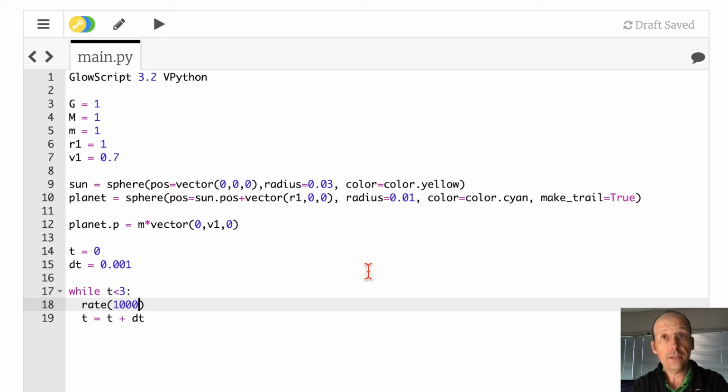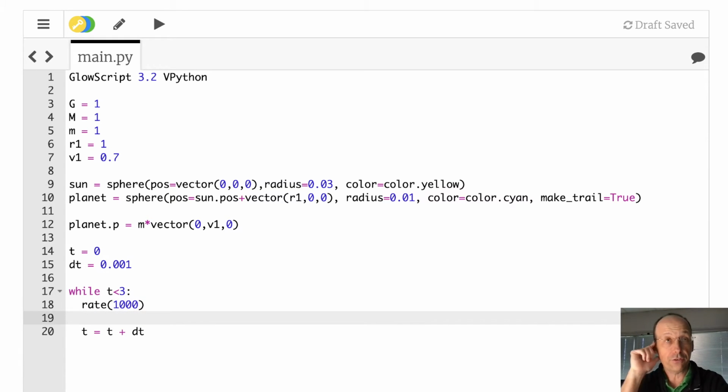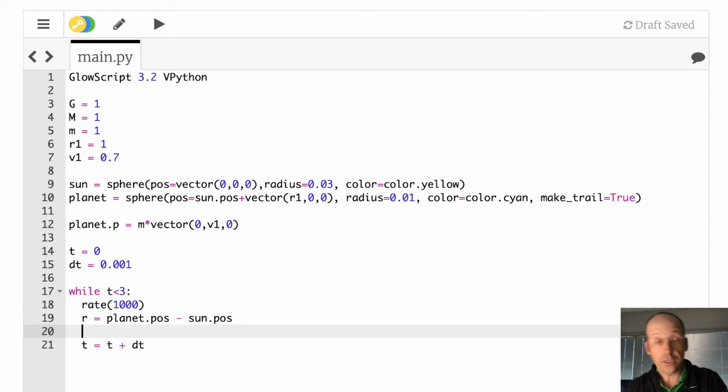Okay, so now the first thing I need to do is to calculate the vector r, right? So r is the vector from the sun to the planet. So I'm going to say r is planet.pos minus sun.pos. So if you draw a vector from the sun to the planet, yes, since the sun's at the origin, this should just be the planet.pos. But I like to do this because what if the sun moved or something, then this code would still work. That's why.